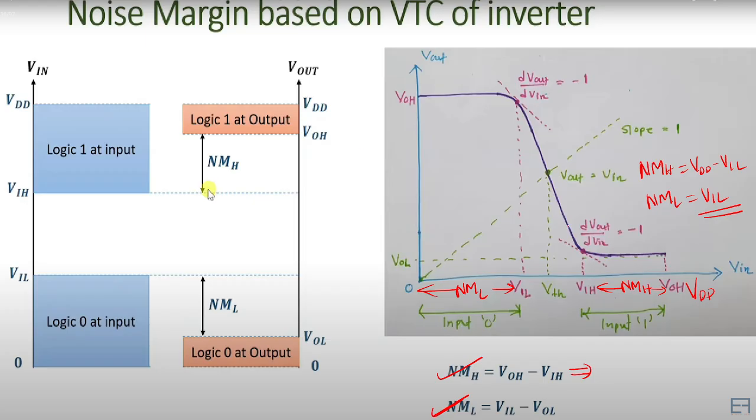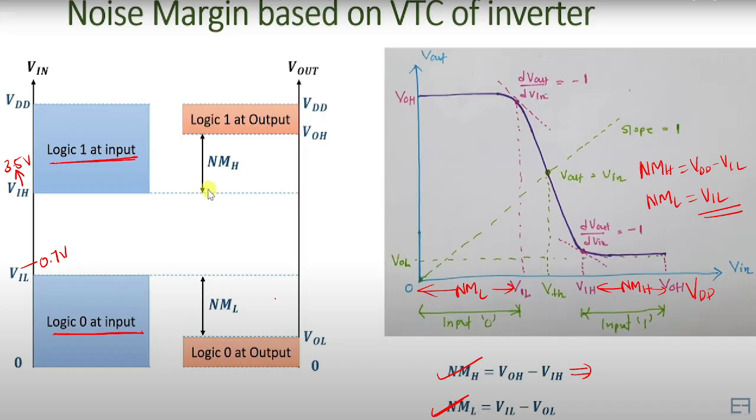Here, if you look at the voltage transfer characteristics and draw this waveform, this region from 0 to VIL is where you apply logic 0 at the input, and VIH to VDD is where you apply logic 1 at the input. As I told you, VIL can be around 0.7 volts, and VIH will start from around, let us take, 3.5 volts. This is logic 1 at the input.